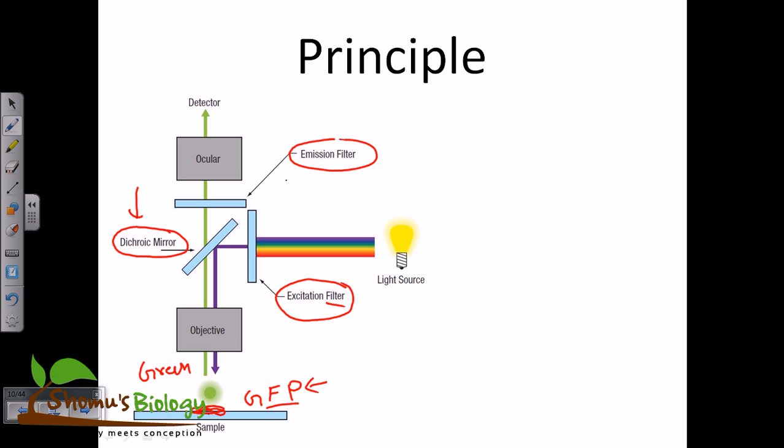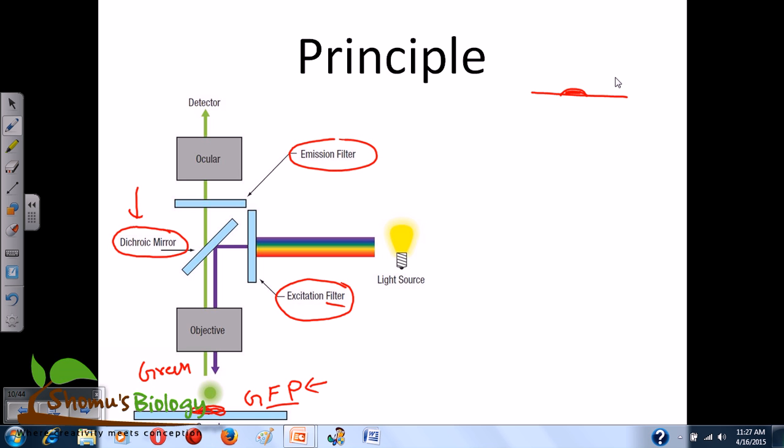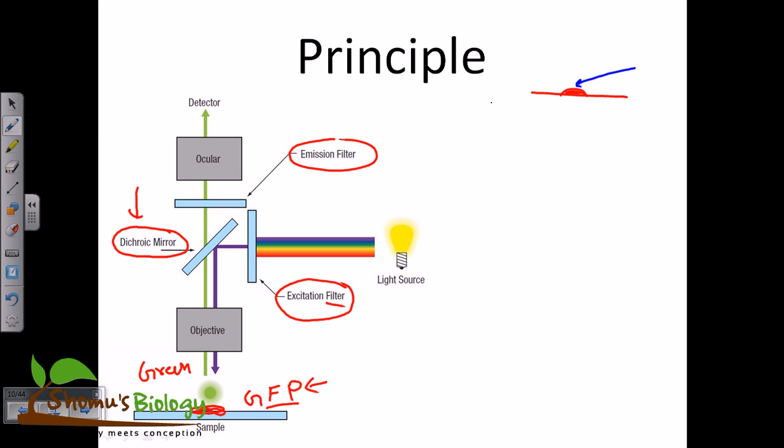Now why do we require an emission filter? To understand this concept, we need to look at the image in multiple dimensions. Say this is the slide, and this is the cell or whatever it is. Now let's say blue light is hitting the surface of the sample and green light is coming out.